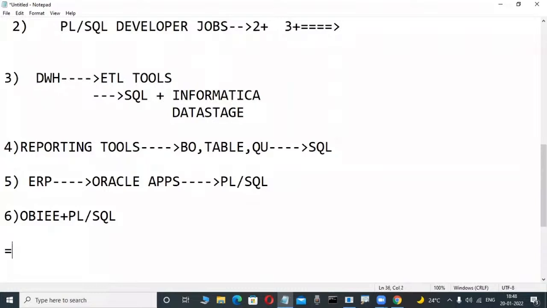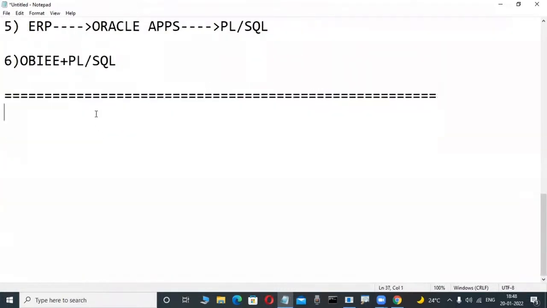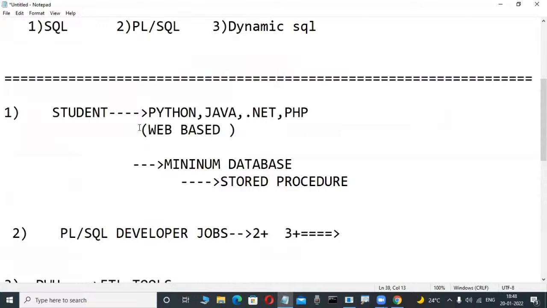Suppose you are not interested in the programming side. Now you want the administration side, you want jobs only. In that case, DBA courses are there: Oracle DBA, SQL Server DBA, MySQL DBA, database administration courses. These persons also need minimum knowledge before learning those courses. Minimum SQL knowledge is required. These persons also learn these types of courses.